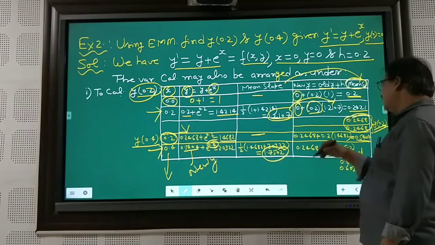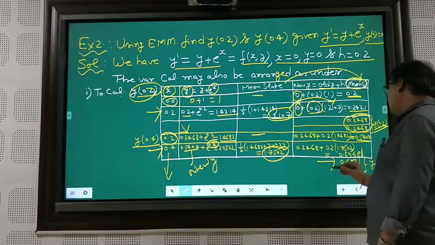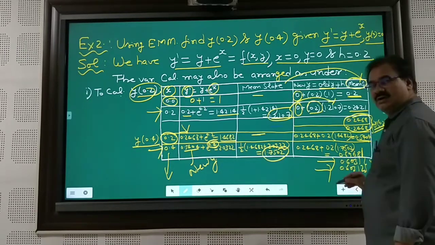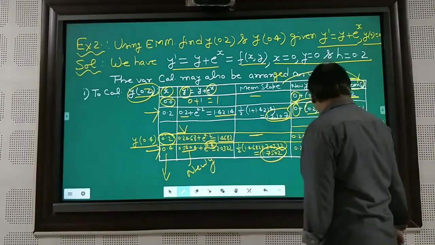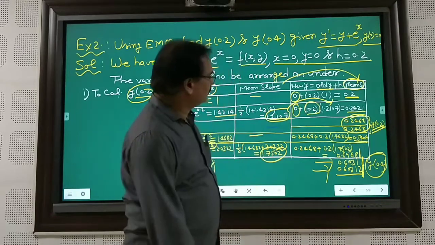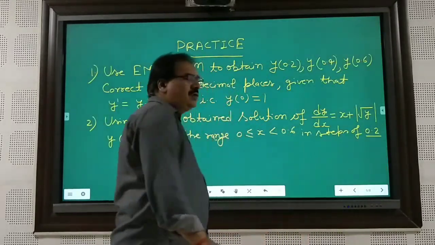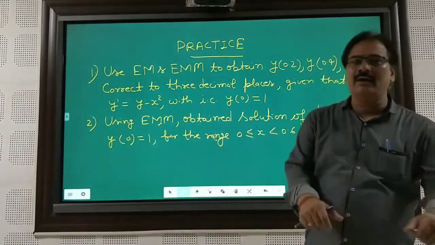Let us suppose in the next step you will get 0.6031 and then further 0.60312. Then here you can report up to 4 decimal places, y at 0.4, that is 0.6031. Now, in this way, you can go ahead and do some more practice for Euler's modified method.